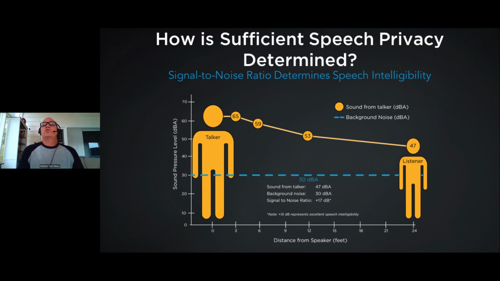A signal-to-noise ratio of 15 decibels or greater represents near perfect speech intelligibility. Conversely, as the ratio decreases below 15 decibels, intelligibility decreases as well, which is good for speech privacy. So what should be apparent is that raising the background sound level simultaneously reduces speech intelligibility and improves speech privacy. This is the fundamental premise behind all sound masking systems and devices.